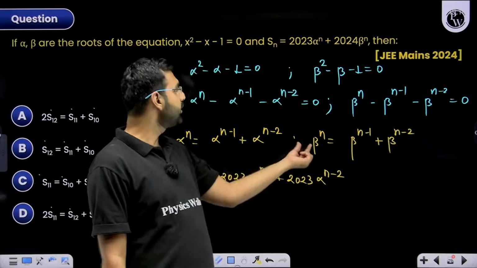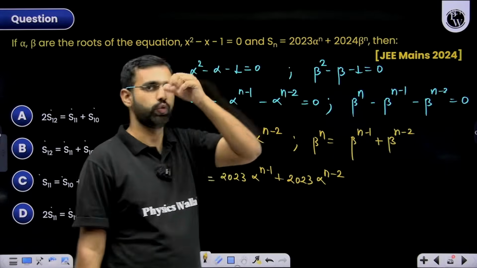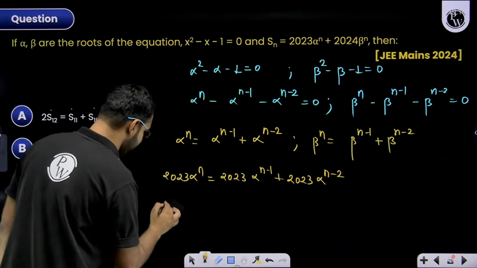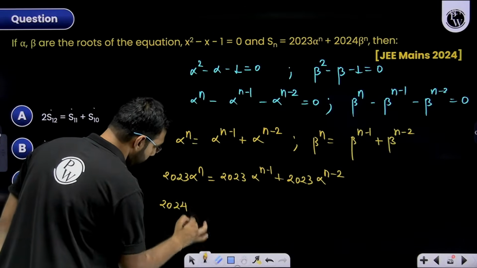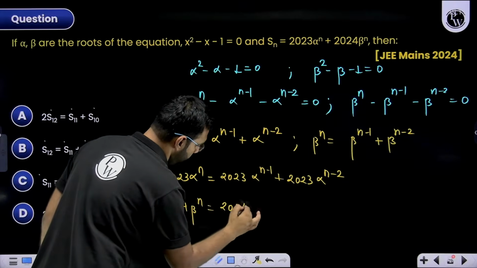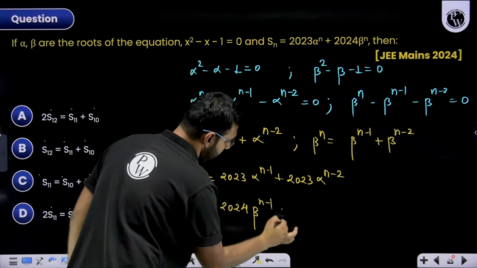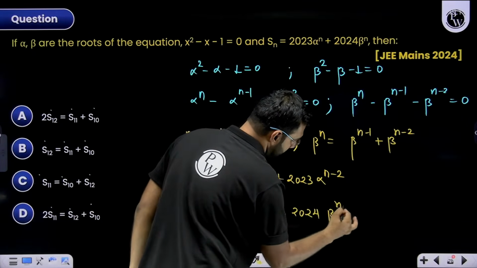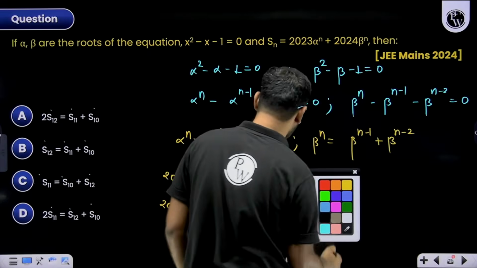Similarly, with beta to the power n, what I need is 2024. Okay, cool. So here, if I multiply 2024 on both the sides, it will be 2024 beta to the power n is equal to 2024 beta to the power n minus 1 plus 2024 beta to the power n minus 2. Everyone comfortable with whatever I've done so far?